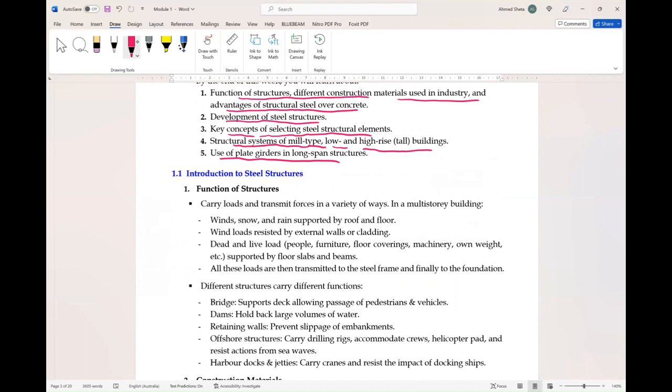So we will start with the introduction to steel structure. First of all, what is the function of structure generally? The function of structure is to carry loads and transmit forces in a variety of ways.